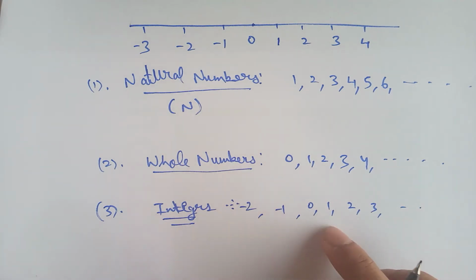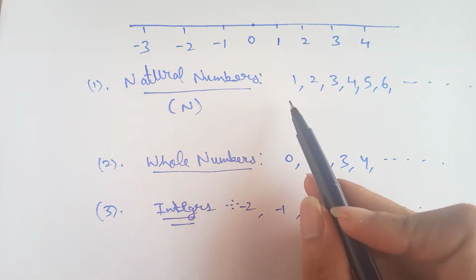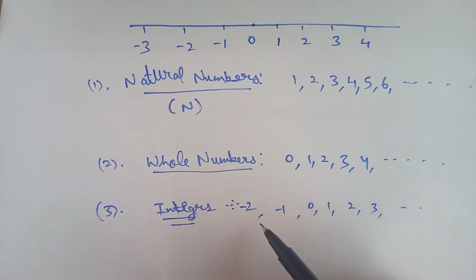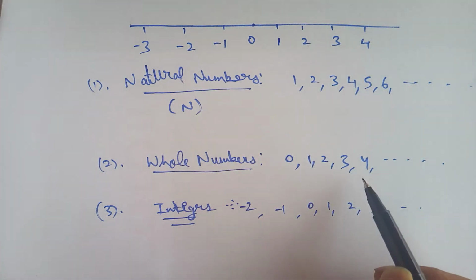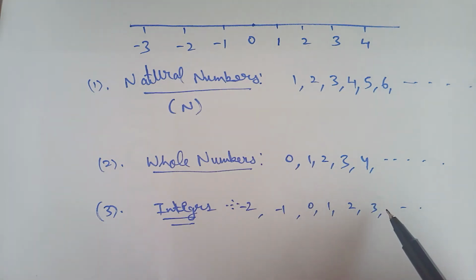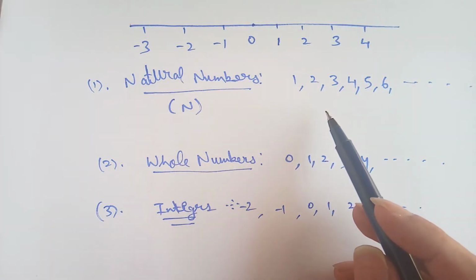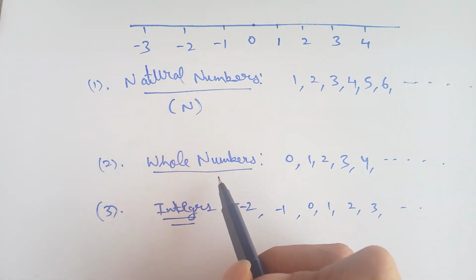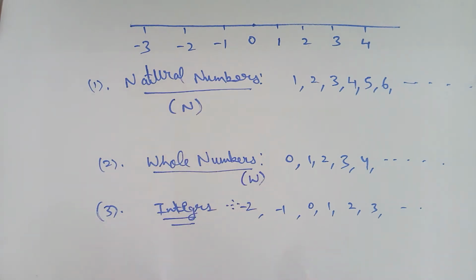So 1 is an integer, it is a whole number, and it is a natural number. 0 is an integer as well as a whole number. It is not a natural number. 4 is a natural number, a whole number, and of course an integer. -1 is an integer, but it is not a whole number, and it is also not a natural number. This list of whole numbers is sometimes denoted as capital W, and this list of integers is sometimes denoted as capital Z or capital I.